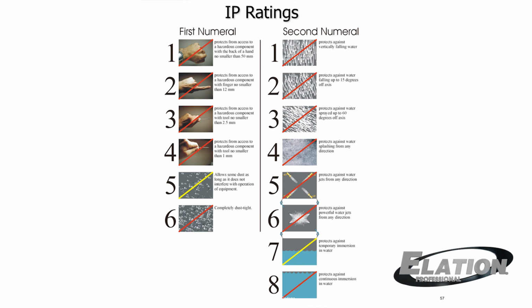A number 3, there's no opening big enough to stick a screwdriver in, that's 2.5 millimeters. Number 4, there's no opening big enough to put a paper clip in, that's 1 millimeter. Number 5, it allows some dust to get in, but it doesn't interfere with the operation. And then a number 6 is completely dust tight.